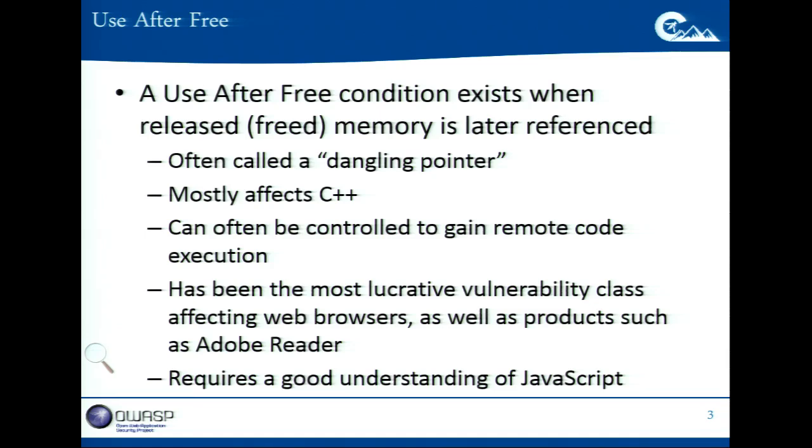It's mostly a C++ problem, but again, our browsers are mostly C++ based. We have JavaScript that needs to be able to access the DOM and manipulate things in order to cause these triggers to occur, to cause the reference to later occur. So it can often be used to control the instruction pointer, to get code execution, which of course is, at the end of the day, something an attacker highly desires.